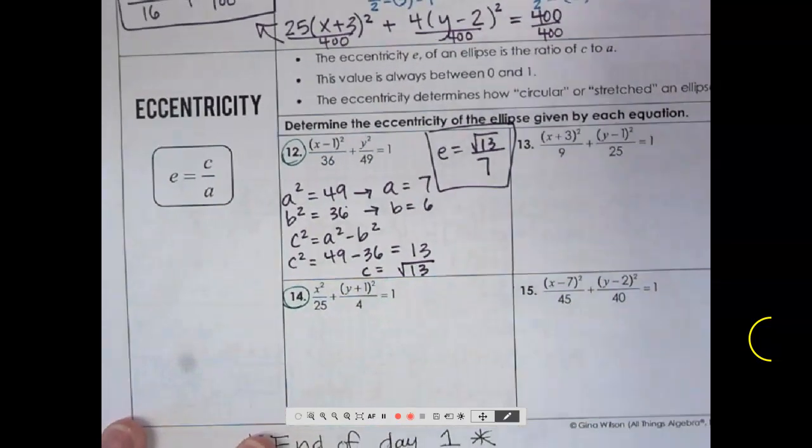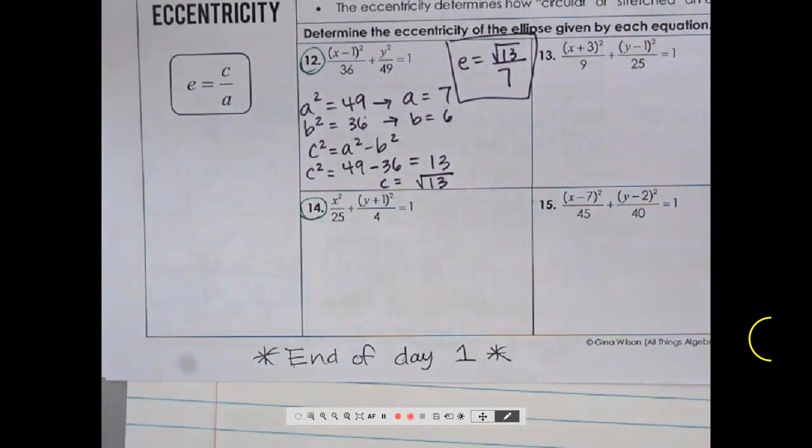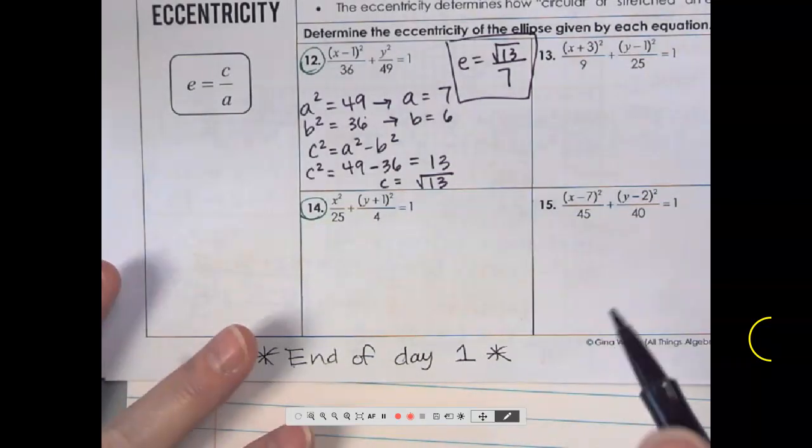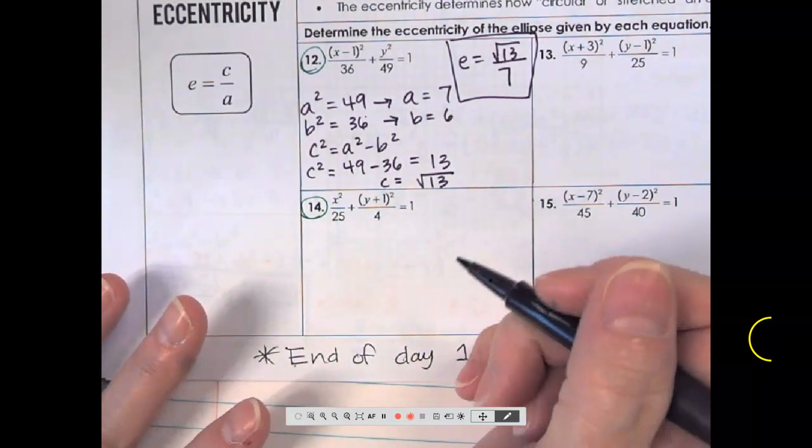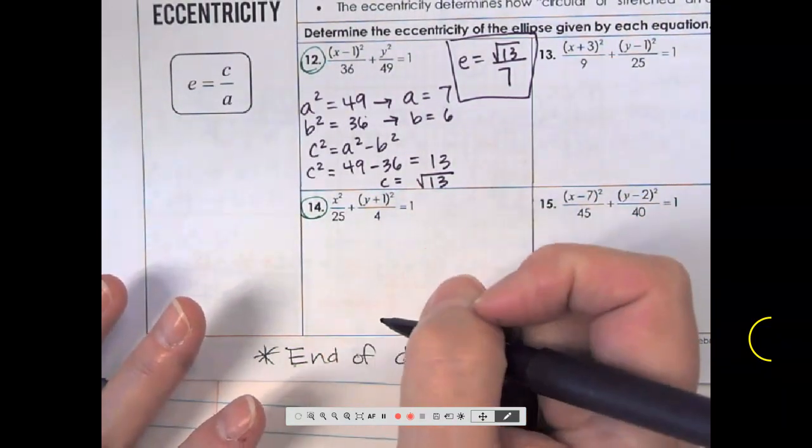Okay, you guys try 14 for me. I'll work it out up here too, but I'm not going to talk through it. So find your C, find your A, and then write that ratio of eccentricity. And if you want to say eccentricity, that's okay too, because it's really a cool word to say.